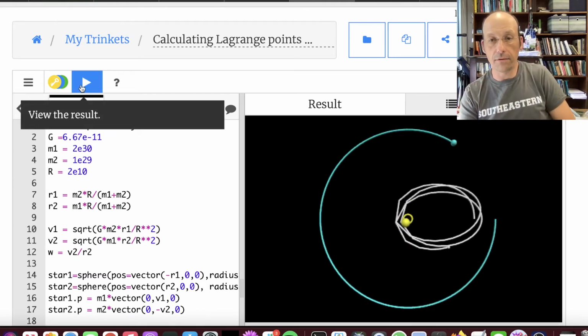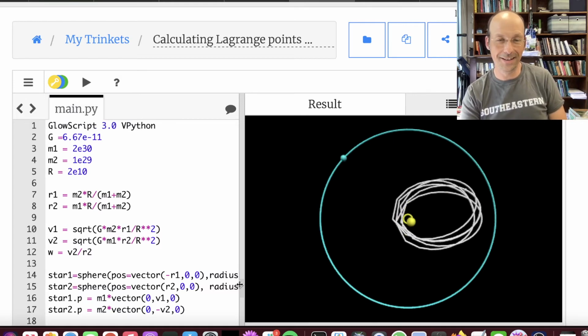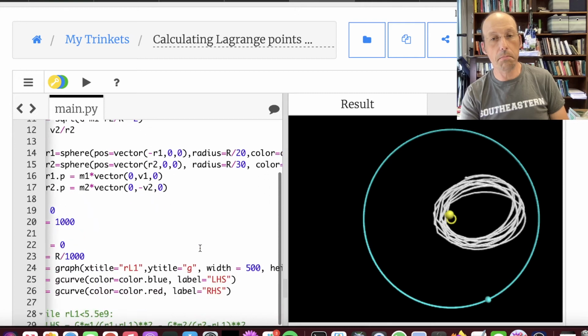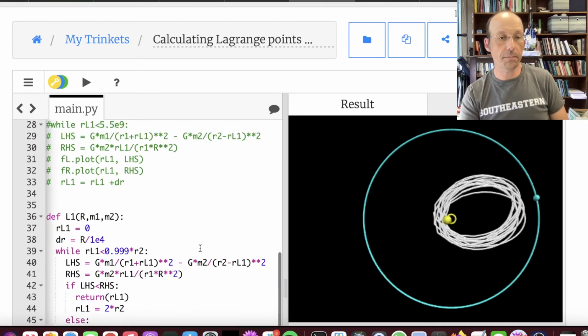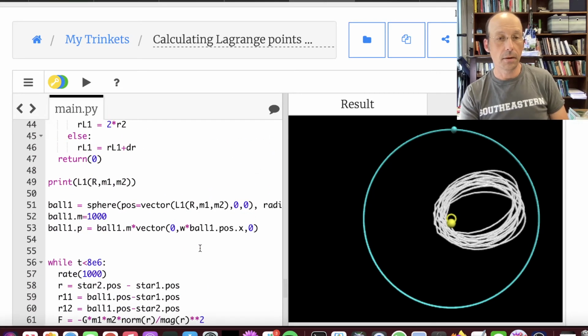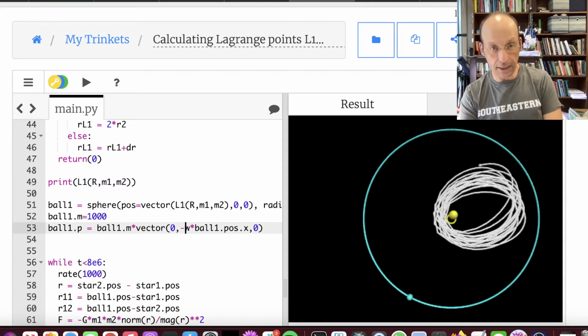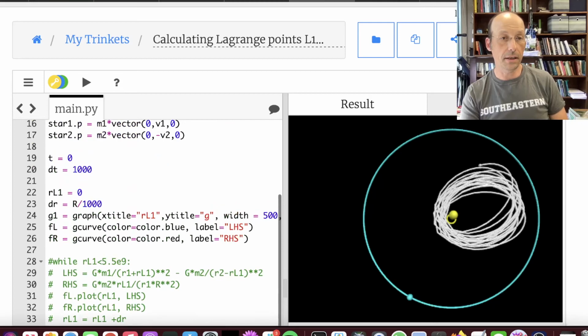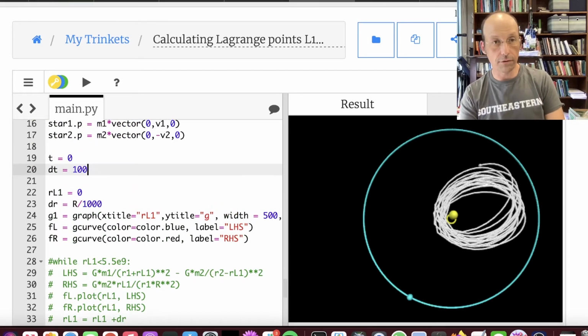Whoops, I know I did wrong, although it is kind of cool. The time step seems too big, so let's make the time step smaller. But here's what I did: I made that in the positive x. I already said it was supposed to be in the negative x direction, and I didn't do that. So where's my dt? Let's make dt 100.